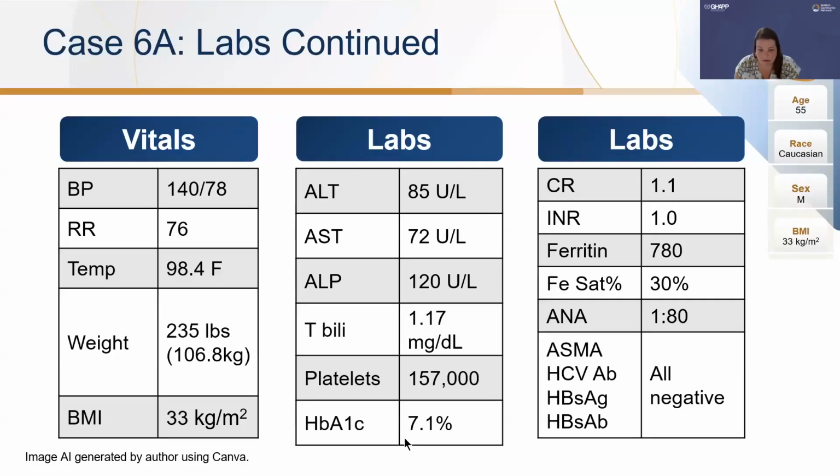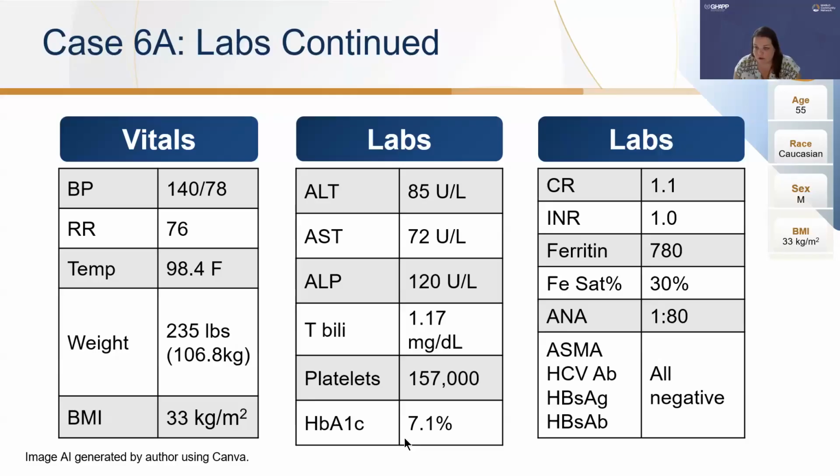His ALK-Phos would be normal at my lab, as well as his T-Billy. And his hemoglobin A1C is 7.1. Generally, we like people below 7, closer to that 6.5 range, but 7.1 is not a terrible A1C by any means.